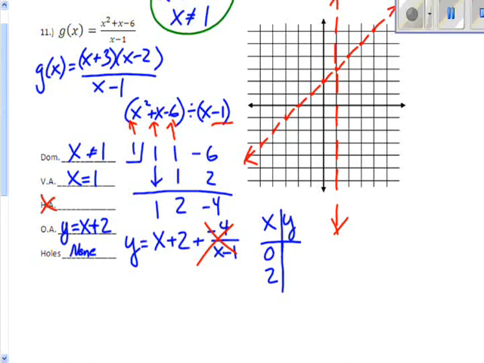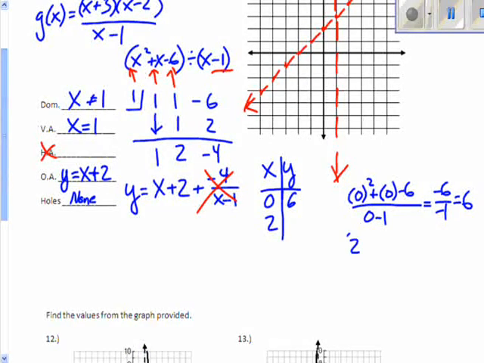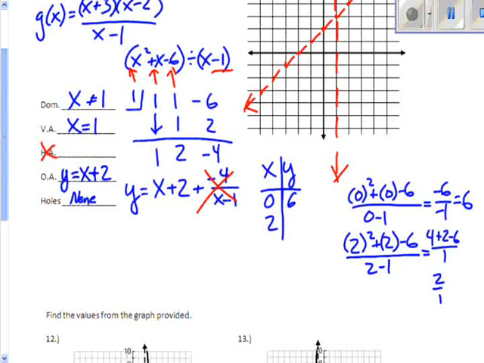And I'm going to plug each of these in. You can either plug it into the factored form or the original problem. I prefer the original problem for this one. So that's going to be 0 squared plus 0 minus 6 over 0 minus 1, so that's a negative 6 over negative 1, which is a positive 6. Now I'm going to plug the 2 in. So I've got 2 squared plus 2 minus 6 all over 2 minus 1. That's 4 plus 2 minus 6 over 1. 4 plus 2 is 6, minus 6 is 0. So I've got 2 over 1, which is 2.